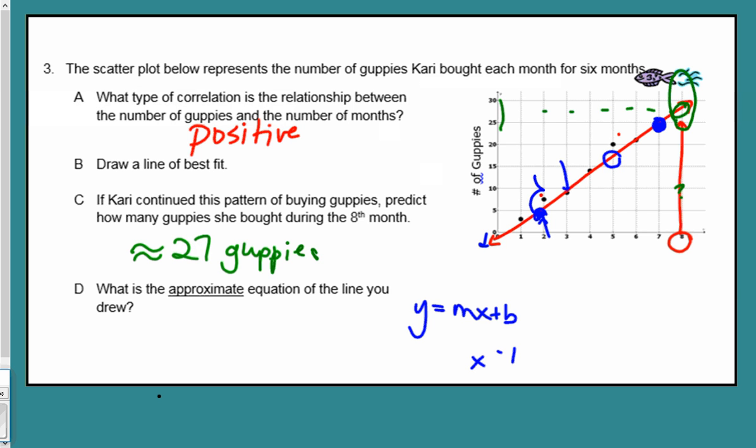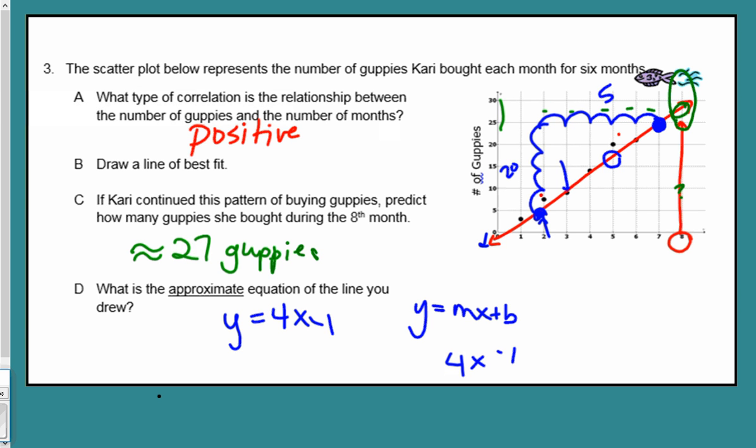So my rise is 5, 10, 15, 20. My run is 1, 2, 3, 4, 5. So my slope in this case would be 4. So 4x minus 1 would be my equation. Okay, and again, that's just approximate. It is not perfect. It is not a big deal.